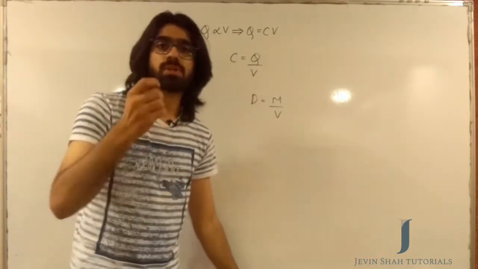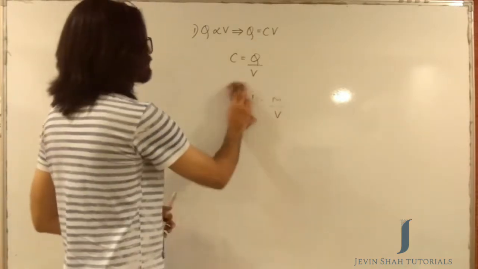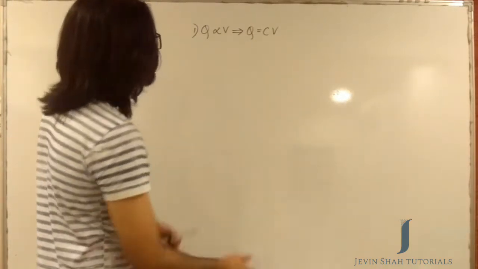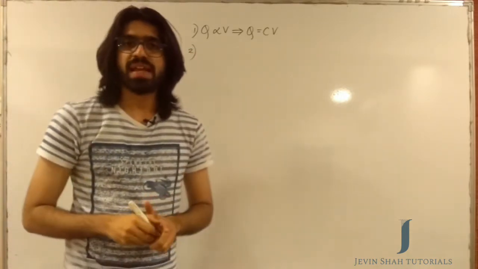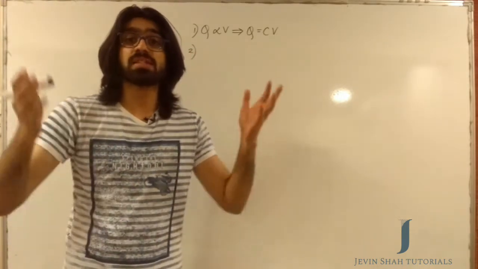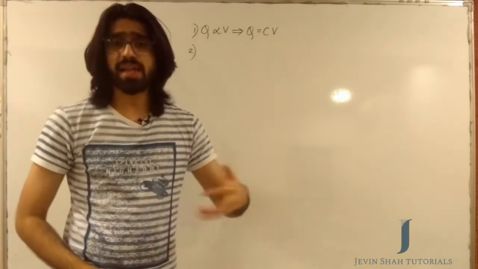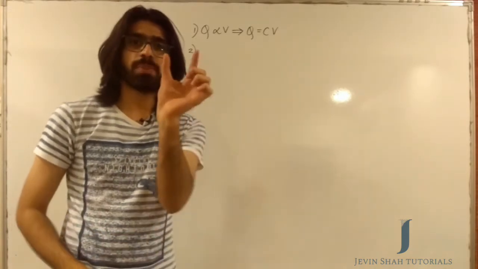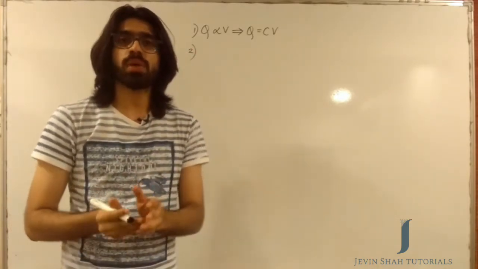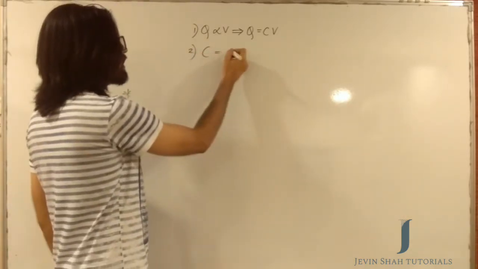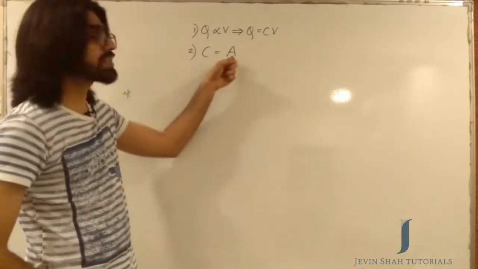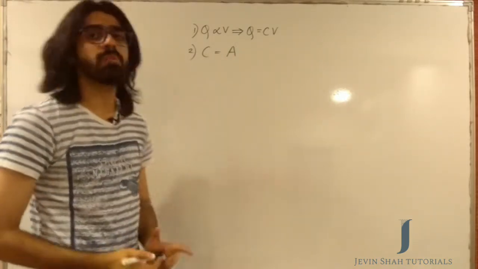So say for example, the two plates that I was talking about. Again, think of a logical point. If the area of the plate was bigger, if the plate itself was a bigger plate, I can deposit more charge on it. If the plate is tiny, I can deposit only a little limited charge on it. So the capacitance depends upon the area of the plate. That is, if the area is higher, the capacitance will be higher.